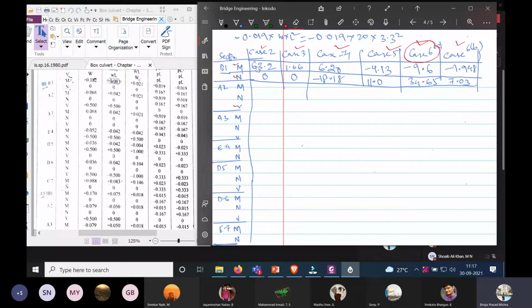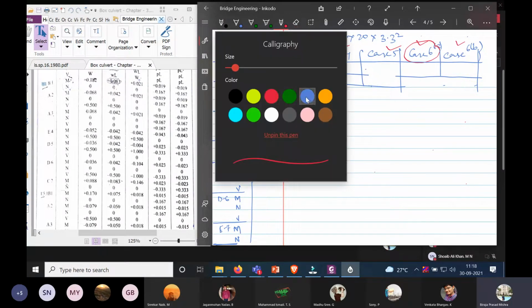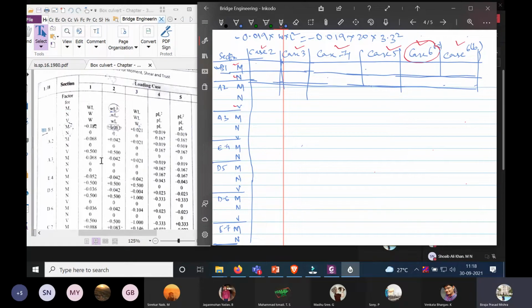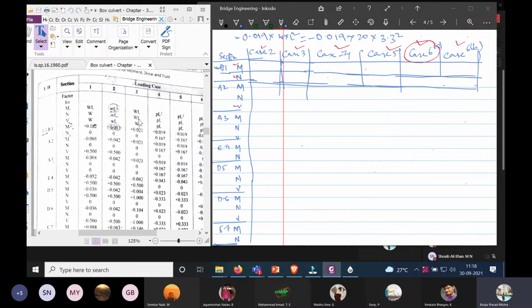Now, I'm also erasing these values. I'll just show you one or two cases, and then you can understand how we are calculating. Let us take the first one, that is case 2, or the section B1. So in section B1, we are going to consider case 2.